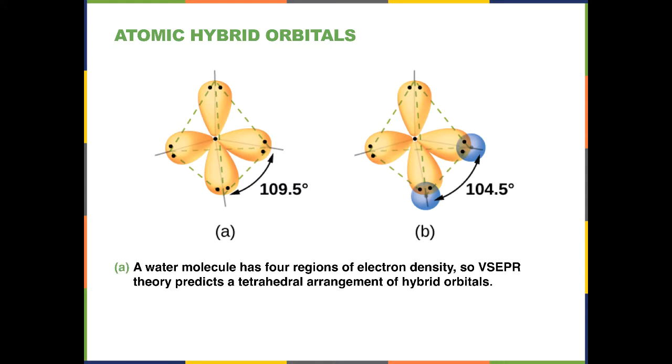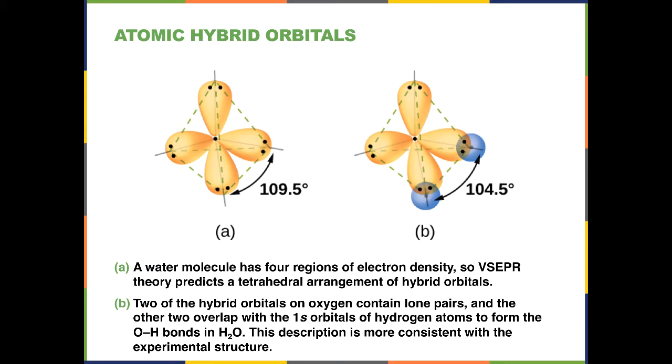So the water molecule has 4 regions of electron density. So the VSEPR theory would predict a tetrahedral arrangement with a 109.5 angle. You remember that from last week. However, the 2 bonding orbitals that actually bond are hybrid orbitals of the oxygen that contain an electron, and these overlap with the 1s orbital from the hydrogen. And this forms the bonds that occur. Now, because these are hybrids, the bond angle is slightly different, and this description is consistent with the experimental evidence.